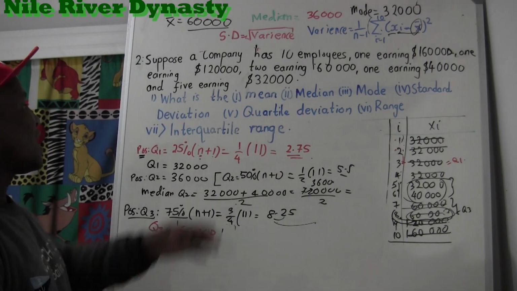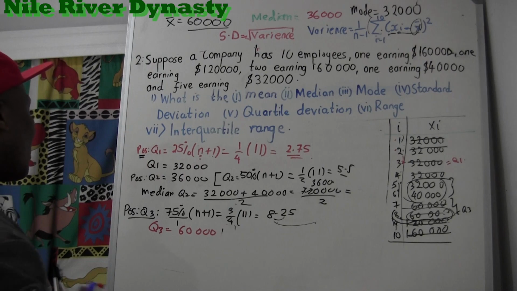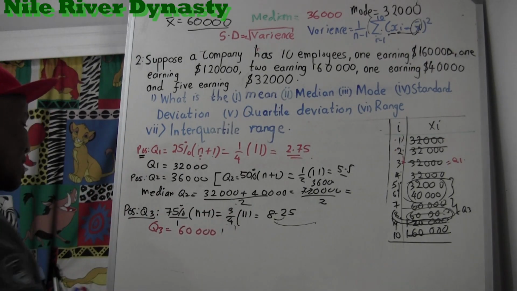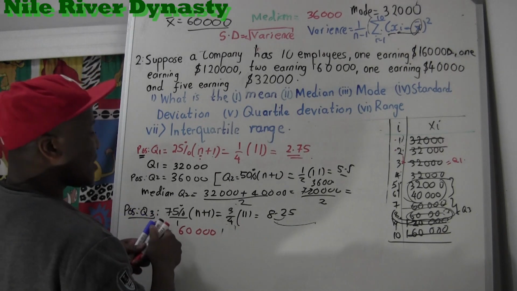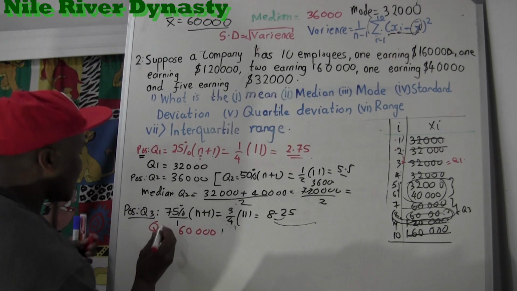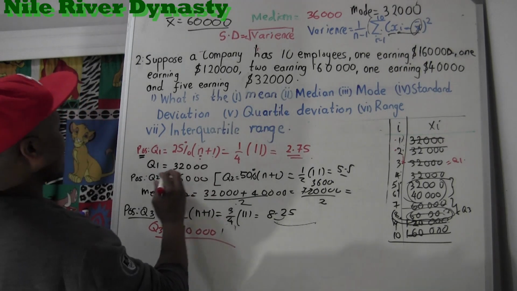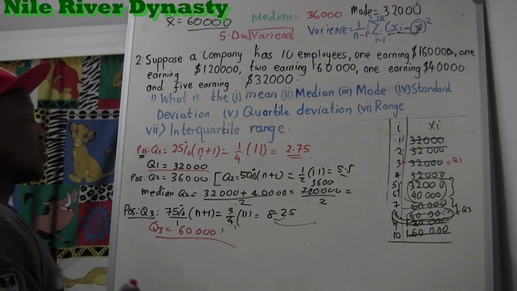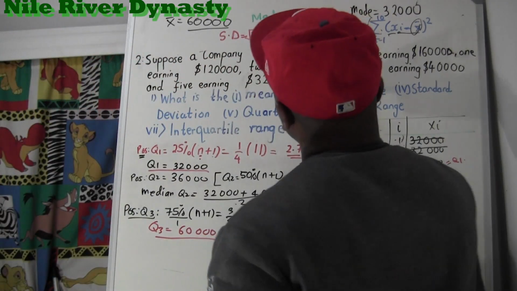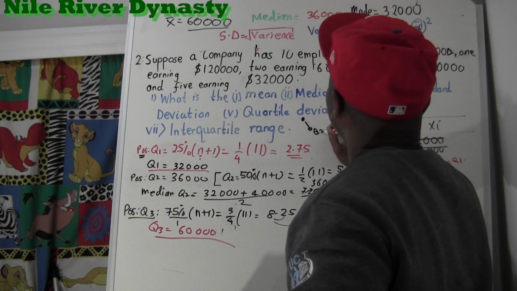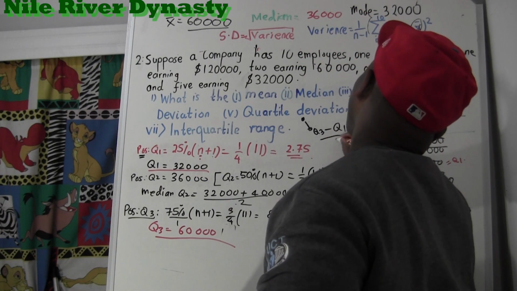Now that's not the question. The question says find the quartile deviation. For quartile deviation, you always take quartile 3 minus quartile 1, and then you divide by 2. That's the quartile deviation. So this is our quartile 3 and this is quartile 1. Take this minus that, divided by 2. So the quartile deviation here is quartile 3 minus quartile 1, over 2.